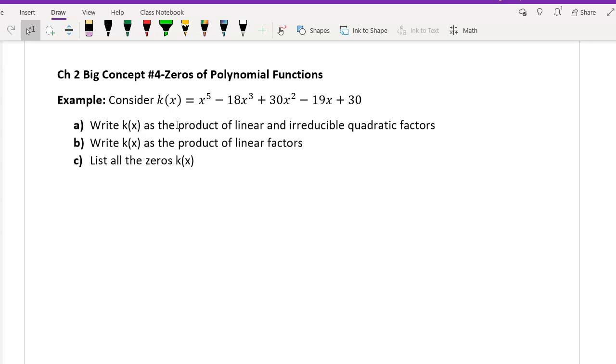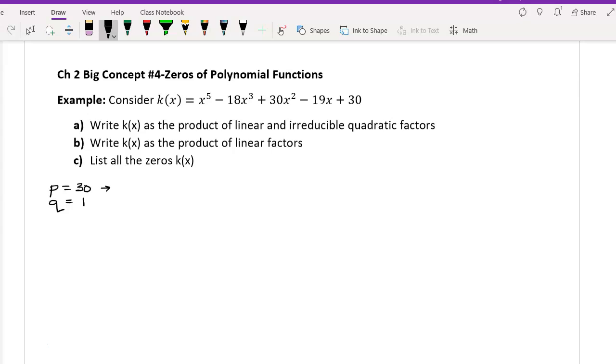It says, example, k of x equals x to the 5th minus 18x cubed plus 30x squared minus 19x plus 30. Part A says write k of x as a product of linear and irreducible quadratic factors. Part A is the big part. So first things first, let's identify our p, which equals 30. Let's identify our q, which equals 1 because our leading coefficient is 1.